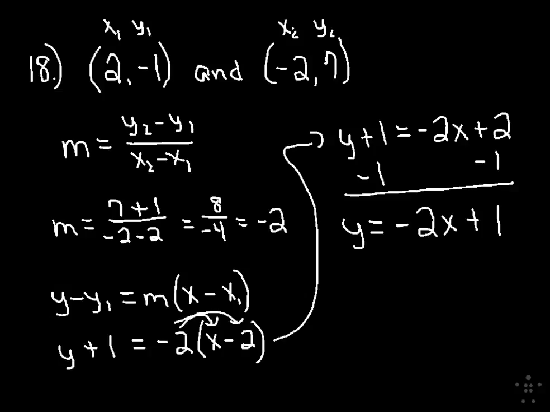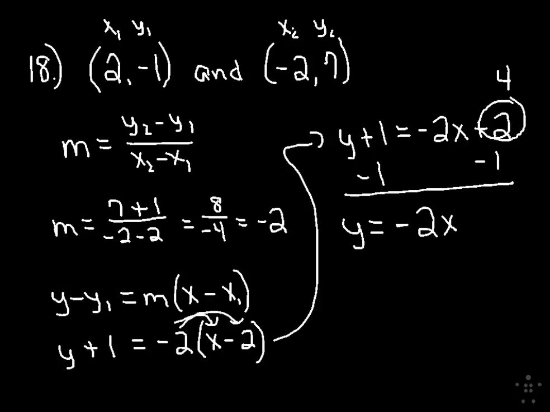As I was looking at that problem, I completely distributed wrong. All right, negative 2 times negative 2 is positive, but negative 2 times negative 2 right here, this should be a 4. Sorry about that. Sometimes I make mistakes, going too fast.